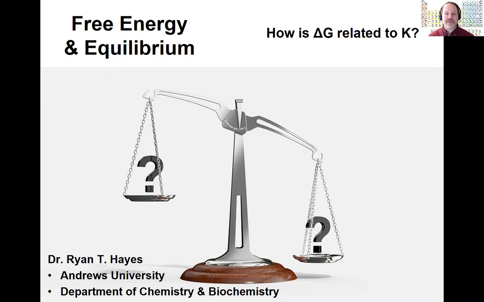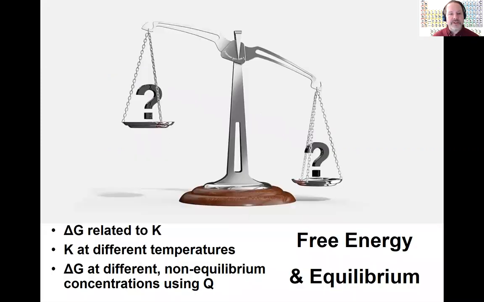So how is delta G, Gibbs Free Energy, related to the equilibrium constant? In this video, we're going to figure out the mathematical and chemical relationship between delta G and the equilibrium constant, and probably look at the equilibrium constant at different temperatures if we get a chance, and also how we determine the free energy when not at equilibrium. Very important. Why are these things important?